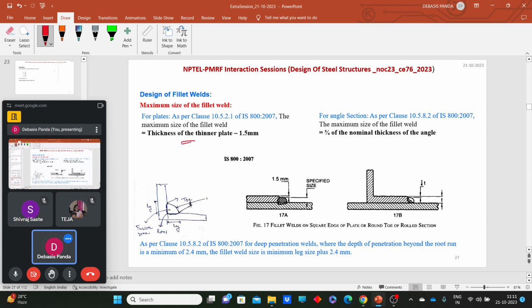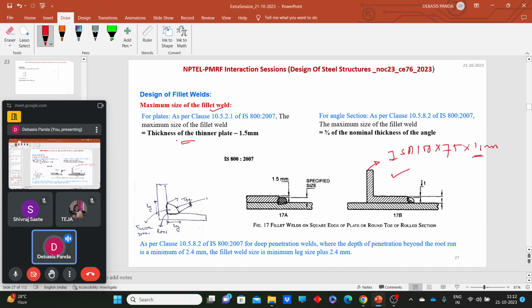For the plate, clause 10.5.2.1 says the maximum size should be the thickness of the thinner plate minus 1.5. And if we have an arrangement like this, where we need to make a connection between a plate and an angle section, then the size of the fillet weld should be 3/4 of the nominal thickness of the angle. For example, if this is an ISA, Indian Standard Angle Section, unequal angle, say 75 mm into 10 mm, then that 10 mm is the nominal thickness of the angle section.